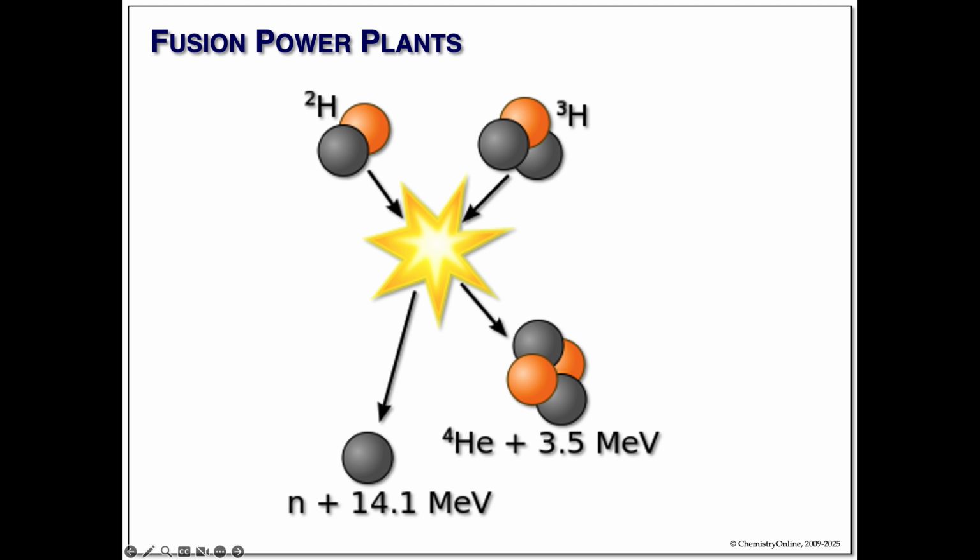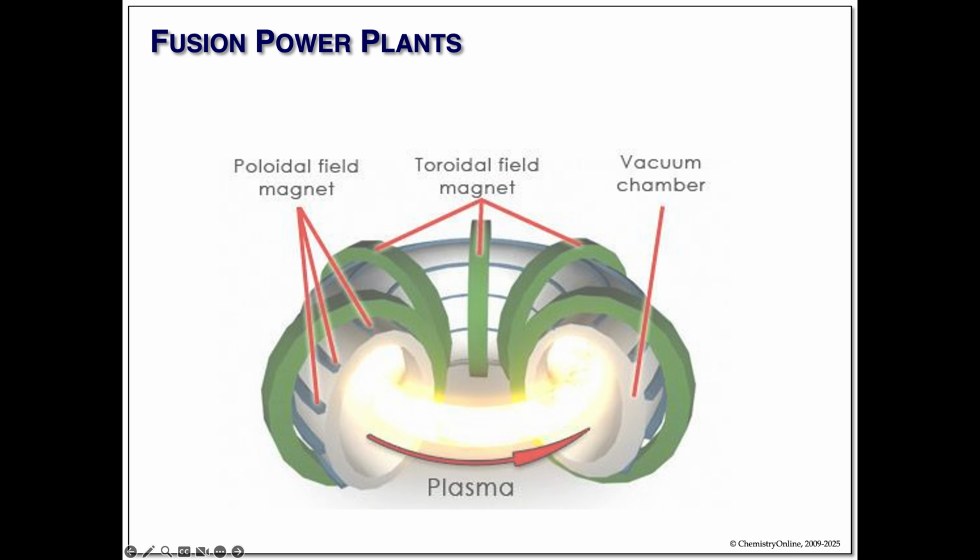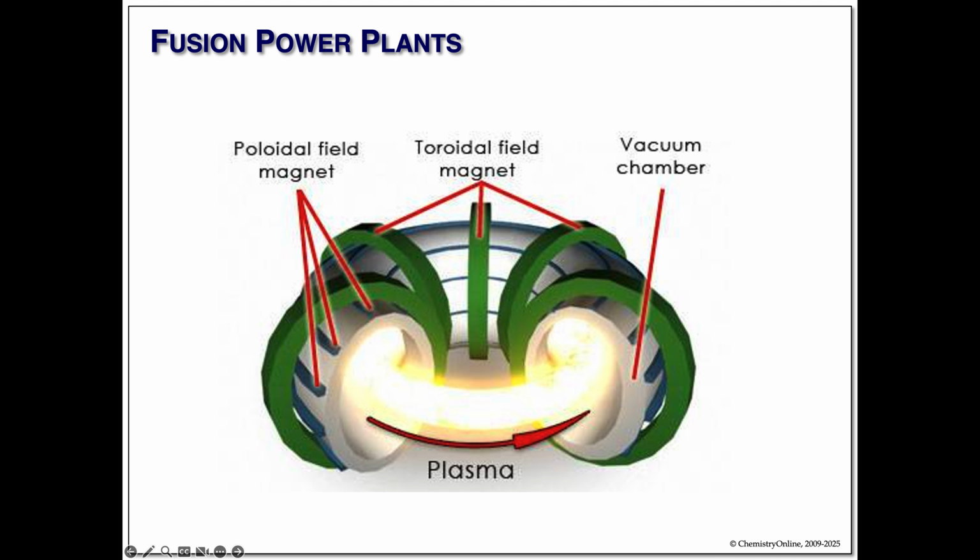But in order to compress these things to the point of doing fusion, you need remarkable machinery. Something like this. There are people, just to put it in scale as to how big this thing actually is. It's designed with this in mind. What you do is you take a gas that is heated to the point that it ionizes and forms a plasma.